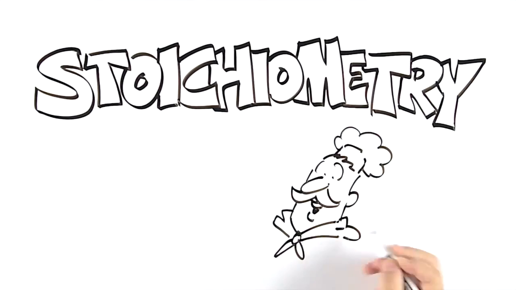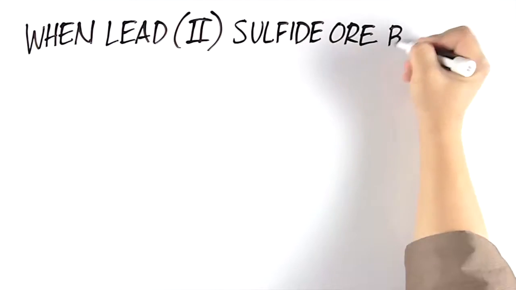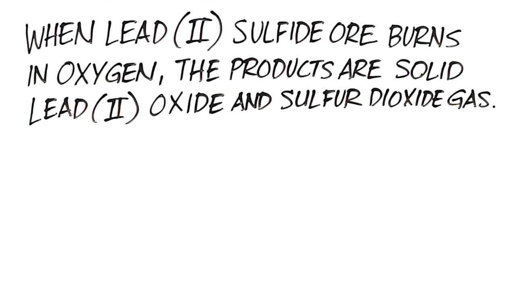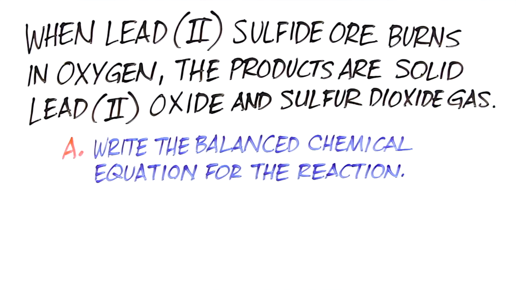Let's look at a problem that combines some of the important topics in general chemistry. When lead-2 sulfide ore burns in oxygen, the products are solid lead-2 oxide and sulfur dioxide gas. Let's break this question down into two parts. The first part is asking you to write and predict the products of a chemical reaction.